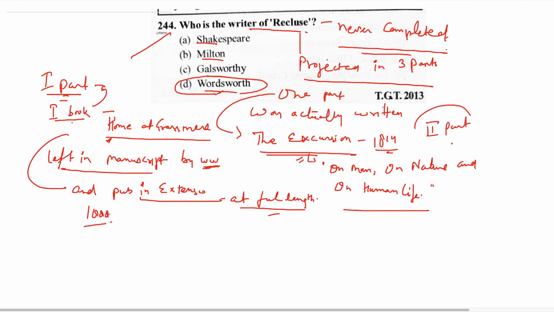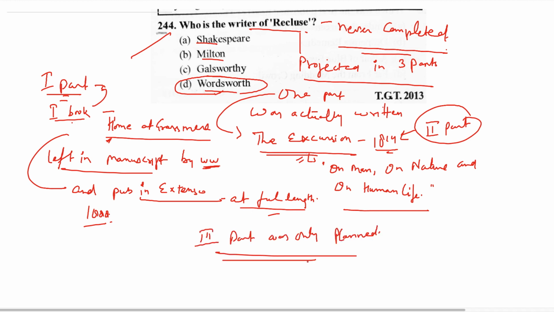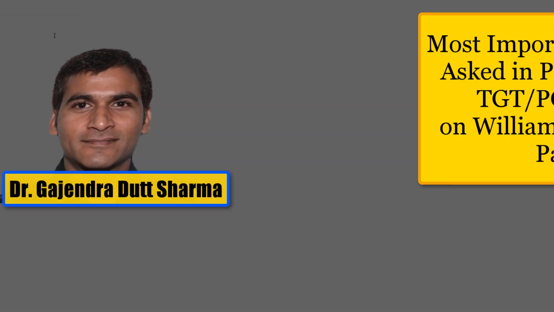The second part was The Excursion. The third part was only planned. It was not even started. The first part and its first book were also unfinished. Only the first book in fragmented form was there. It was entitled Home at Grasmere, and the manuscript was left by William Wordsworth himself, and it was published in extenso in 1888. The second part was The Excursion, and the third part was never written. It was merely planned. So that is all for now.